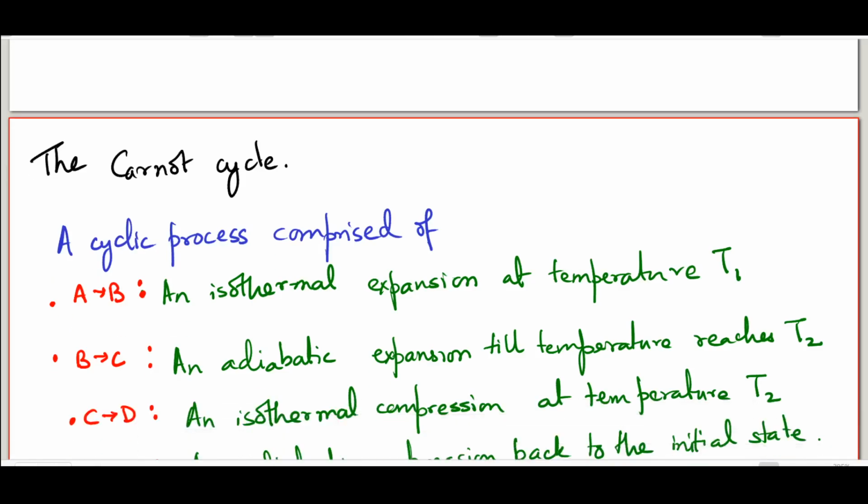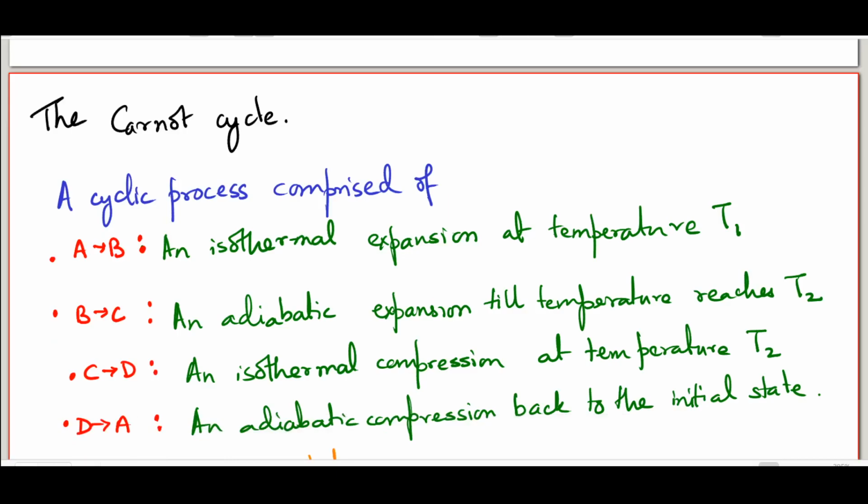From C to D, an isothermal compression at temperature T2. So D reaches back to a much smaller volume than C. But as you will see, typically for an ideal gas Carnot cycle, it is a volume which is still larger than the initial volume, the volume at A. Final step, from D to A, this completes the cycle, is an adiabatic compression back to the initial state.